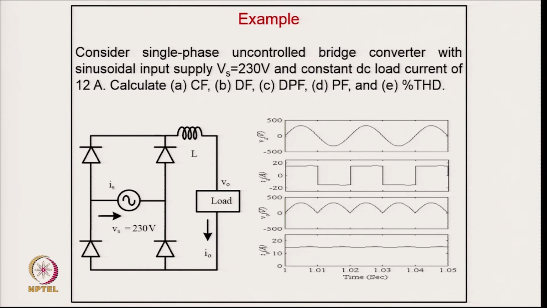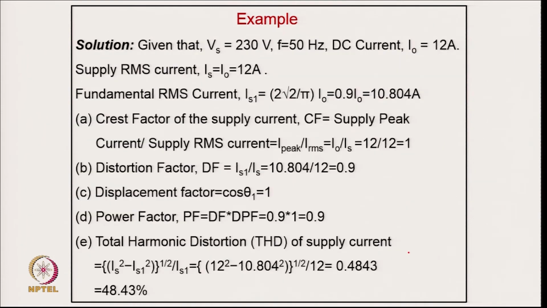Coming to an example of this, you have a single phase rectifier with a highly inductive load, and you will have the supply voltage, supply current, output voltage and output current of this nature, and you can calculate all these. Typically the data is given that your supply RMS current will be the load current, and the fundamental current will be 2 root 2 upon pi, that is 4 upon pi, the peak divided by root 2, so it becomes 2 root 2 upon pi into I0.